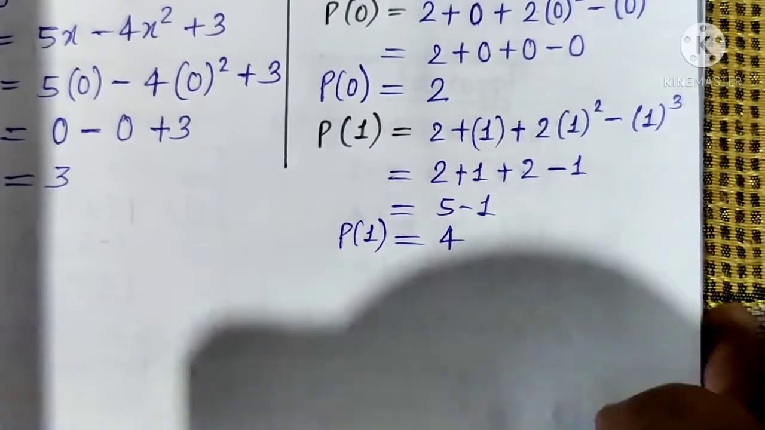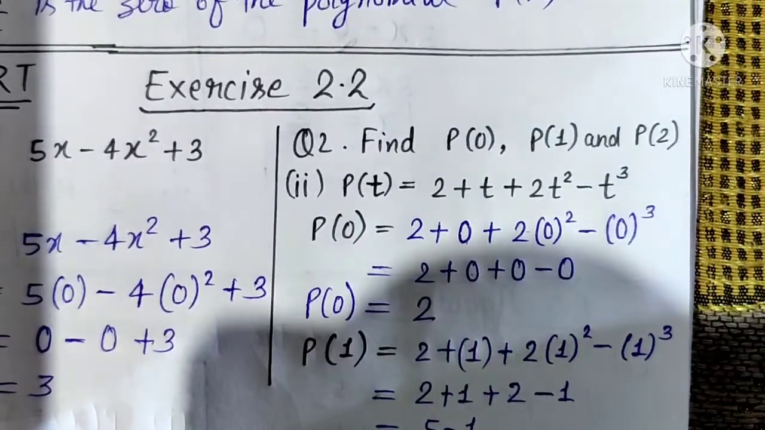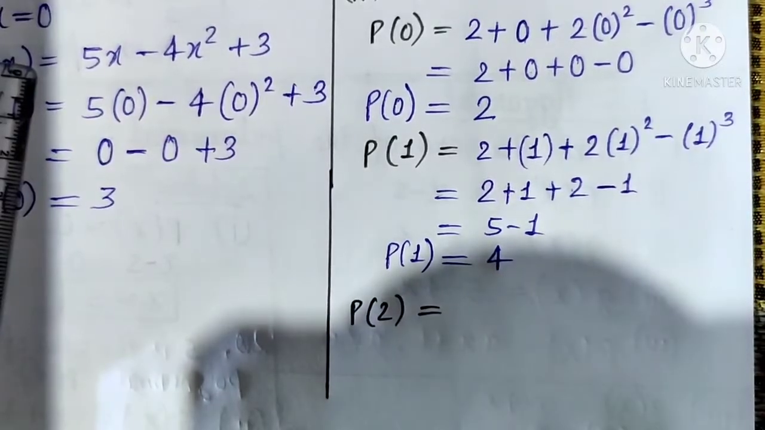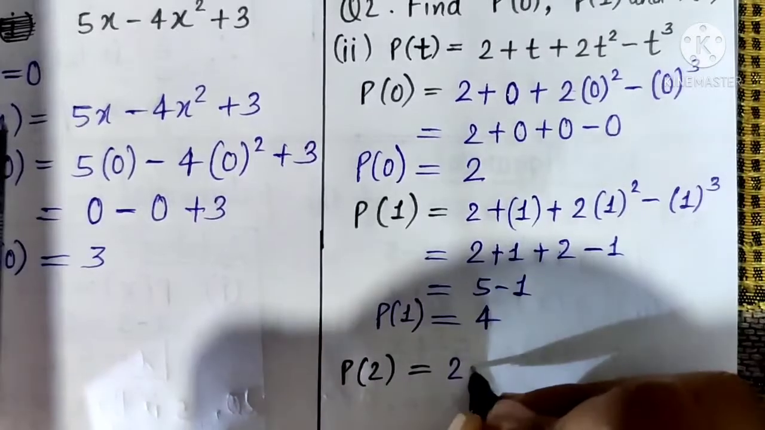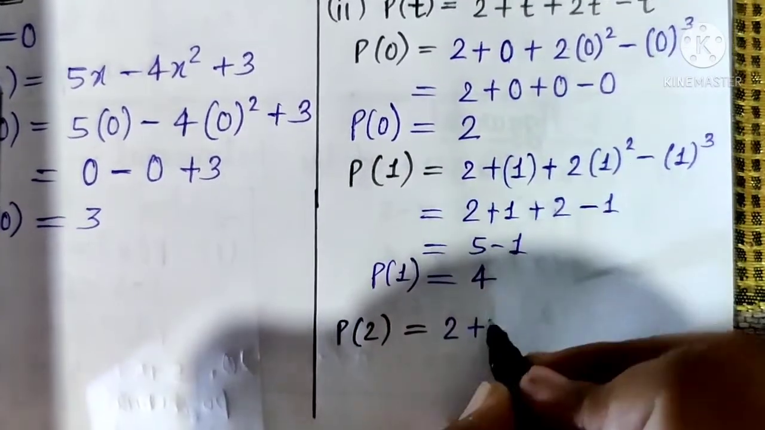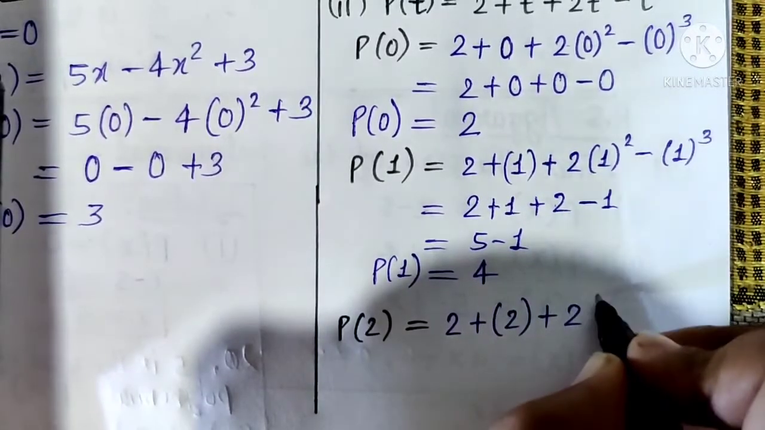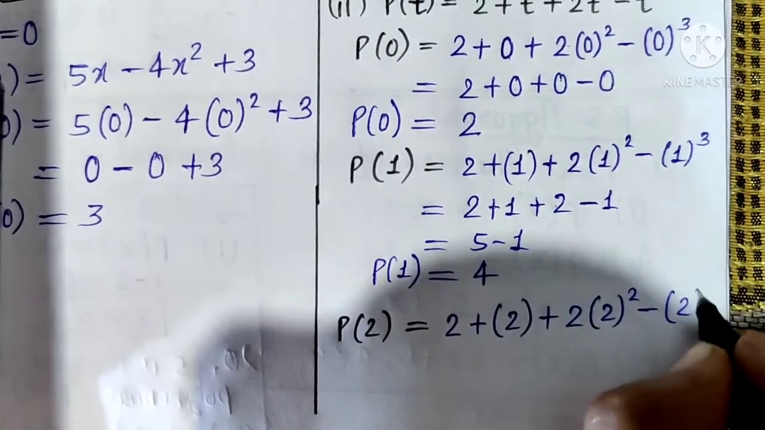Now the third, when we have to put the value P2. So let's put the value. P2 equals the same equation we are writing: 2 plus t, t means 2, and then plus 2t square, 2 multiplied by t square, t means 2 only, 2 square, minus t cube means 2 cube.